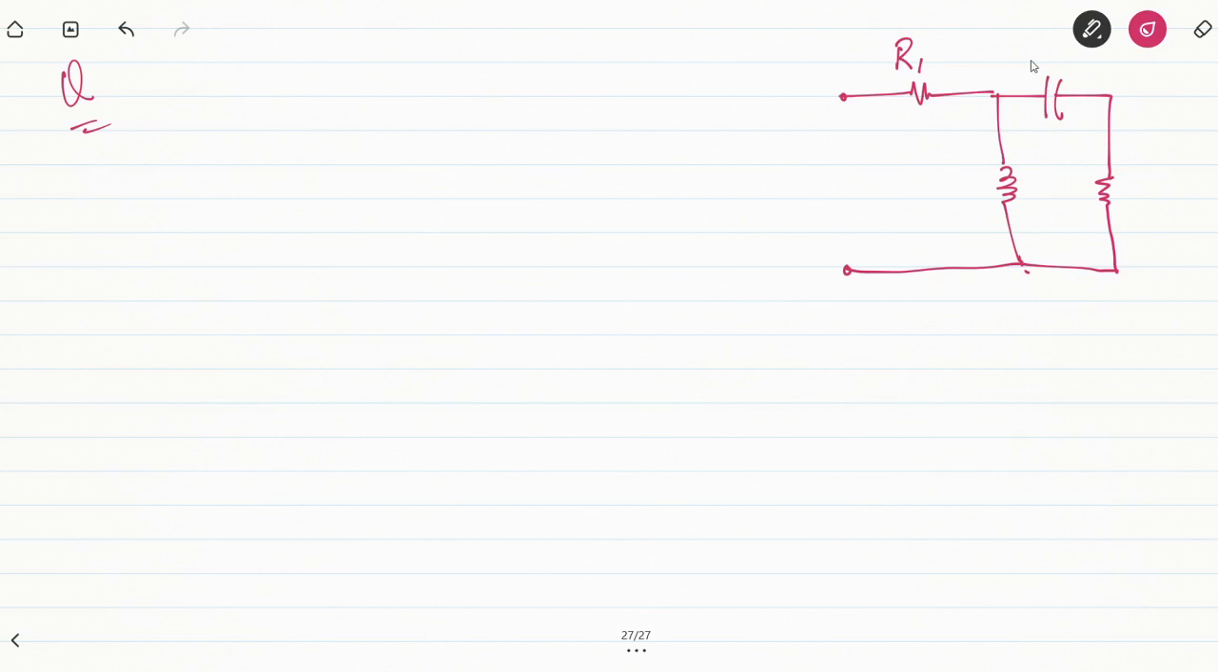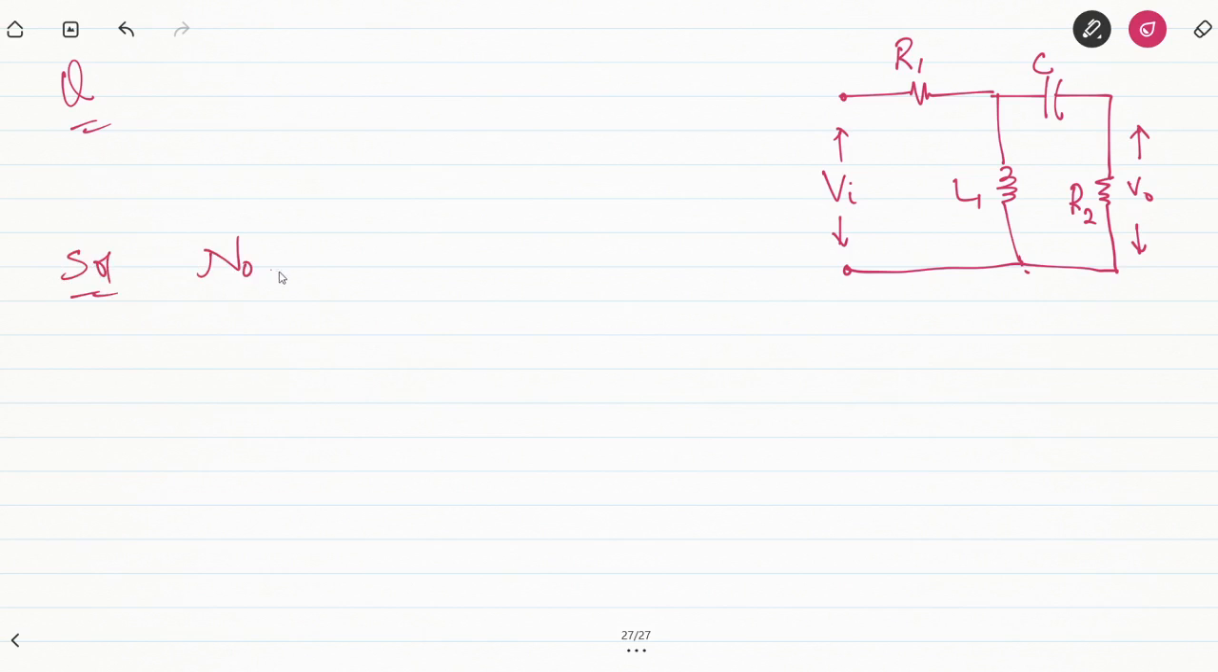So you have R1, you have C, you have L1, and you have R2, and V out is your output, Vi is your input voltage. So you have to find the state space model of this particular circuit. So the question first is, how many state variables will this circuit be having?